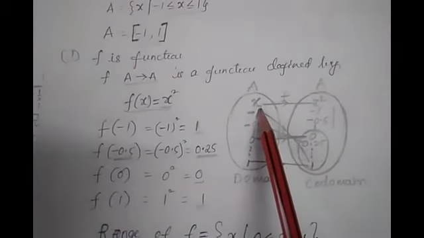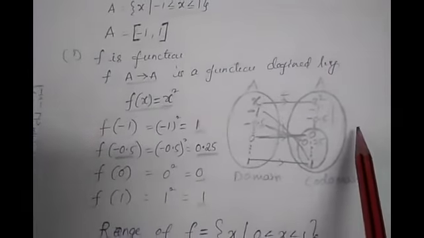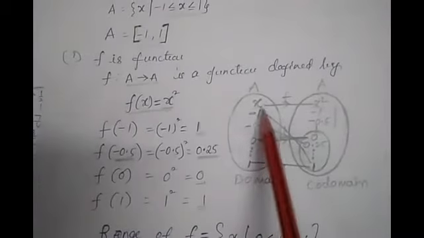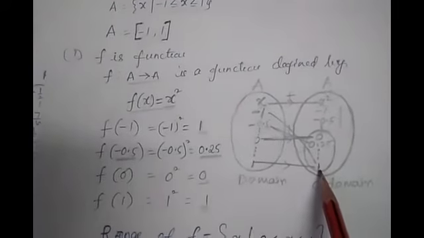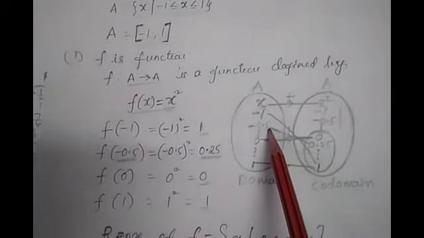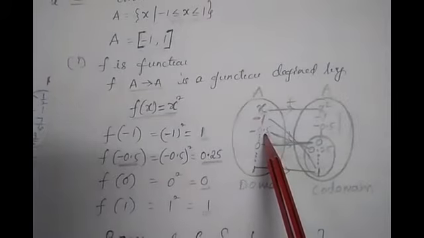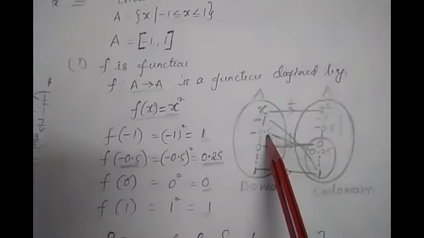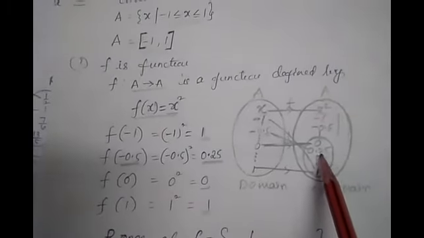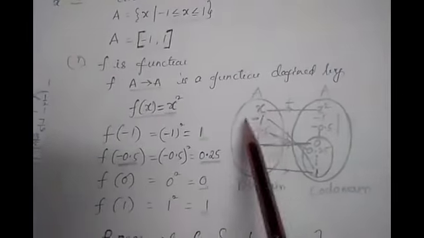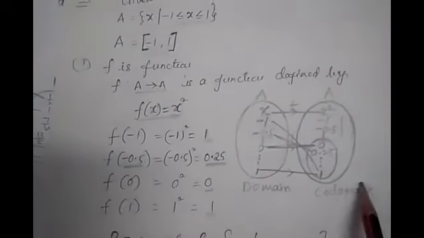If you give an input value, the function squares that value and gives the output. Here I am giving minus 1, and when it squares minus 1, it gives a positive value, 1. If I give minus 0.5 as input, the function squares this number, minus 0.5, and gives the positive element 0.25.